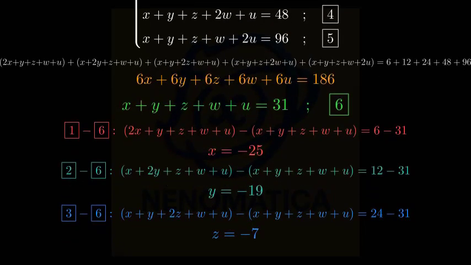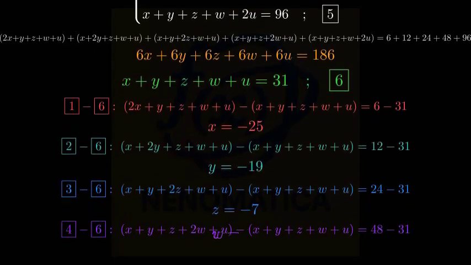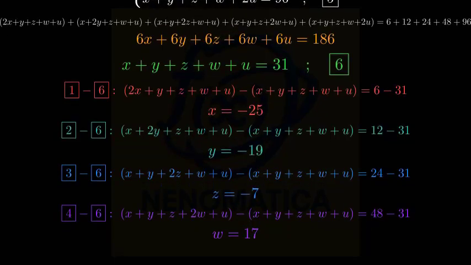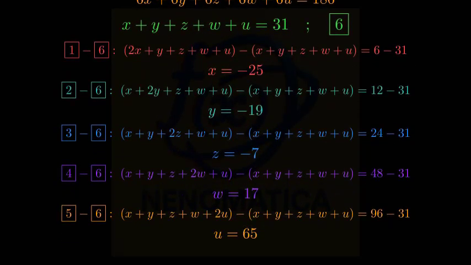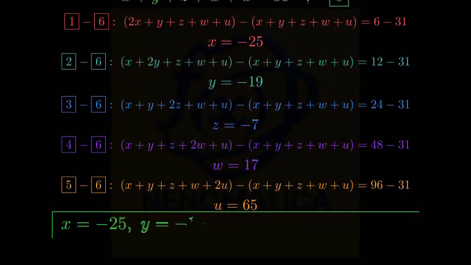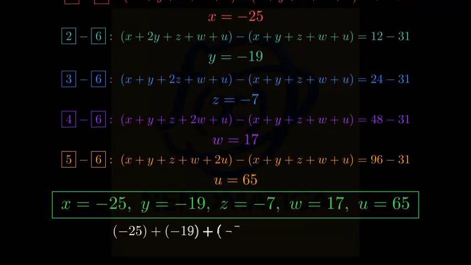From equation 4 minus equation 6, the 2w term drops to a single w. That yields w equals 17. Finally, subtract equation 6 from equation 5 to isolate u. We obtain u equals 65. Collecting our results, here is the solution in vector form. As a quick check, add them all. Negative 25 plus negative 19 plus negative 7 plus 17 plus 65 equals 31, matching equation 6.